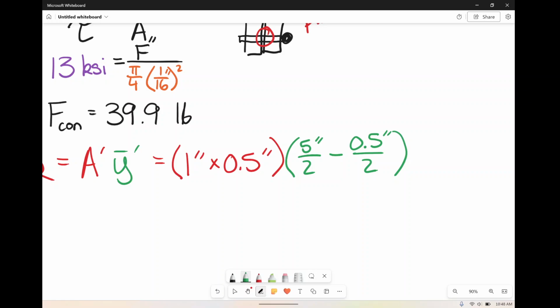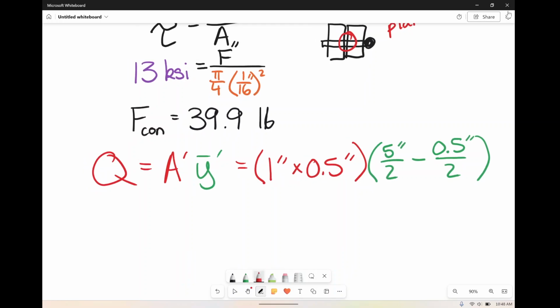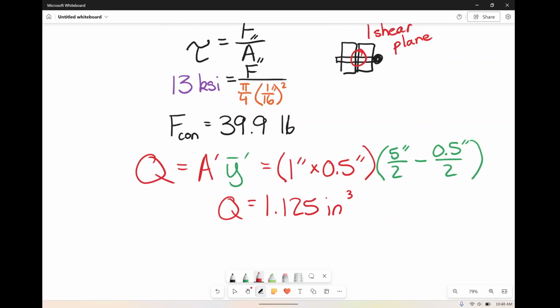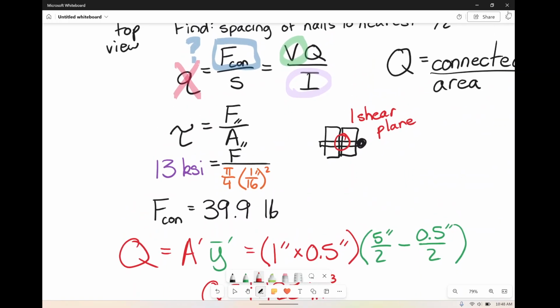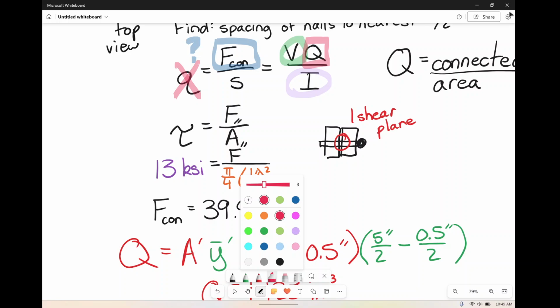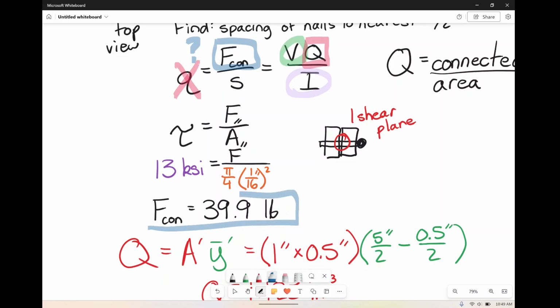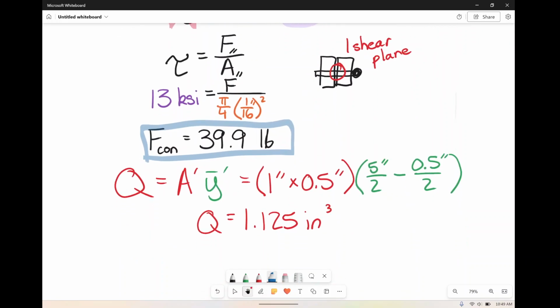And what we're going to get for Q is then going to be equal to 1.125 inches cubed. So we have Q. Q is now solved for. We can put him in red now. So ta-da, we have all four pieces. We have the force of the connector, he's right here now, so we have him in blue. V was given, I was given, Q we just solved for, so now we can solve for spacing.